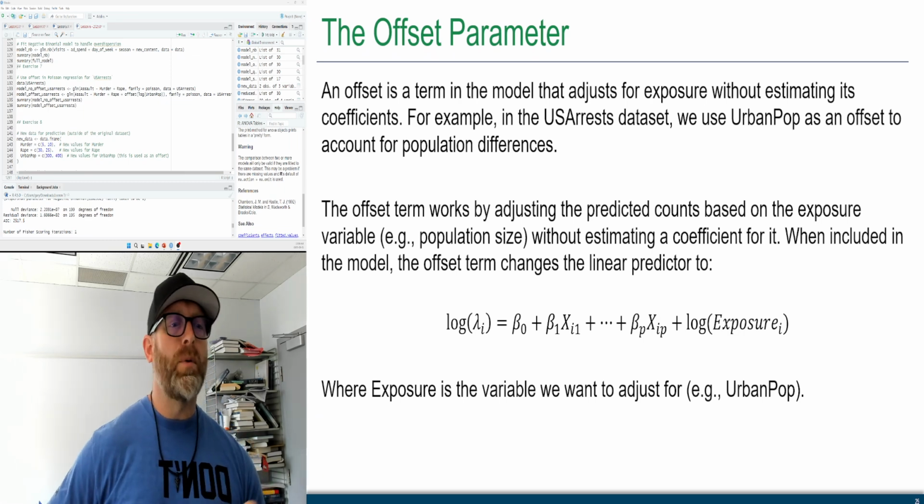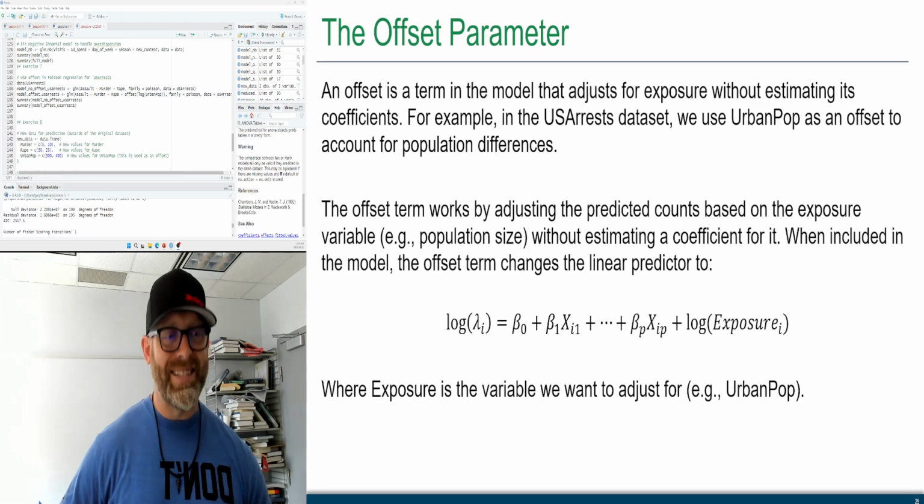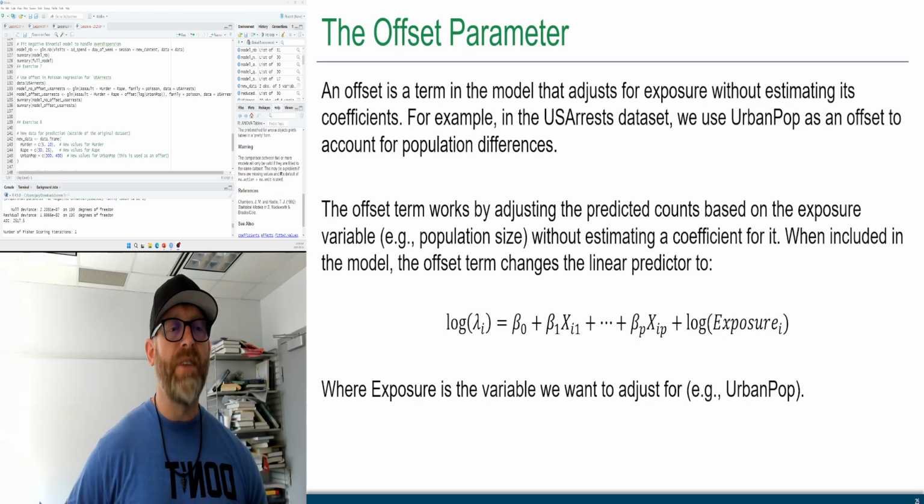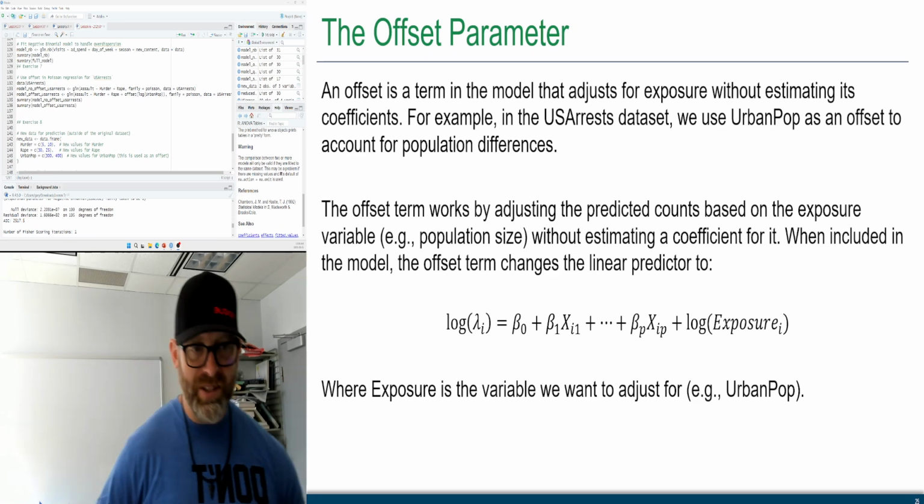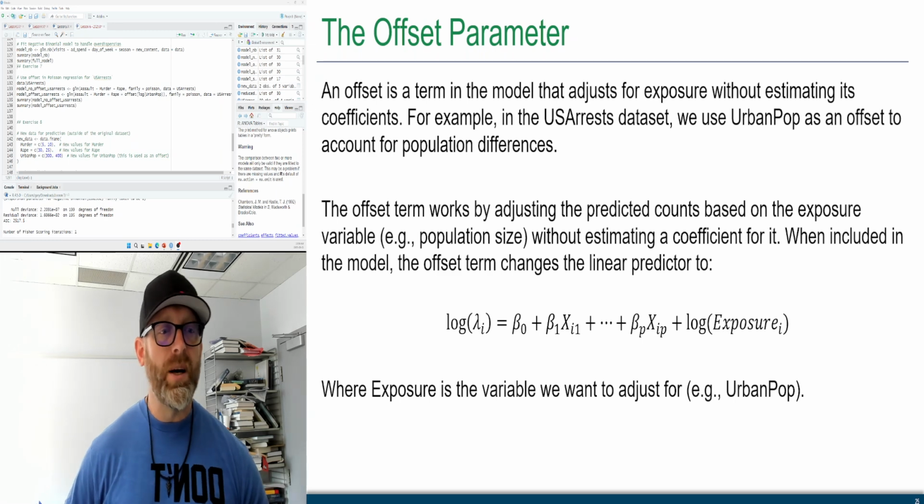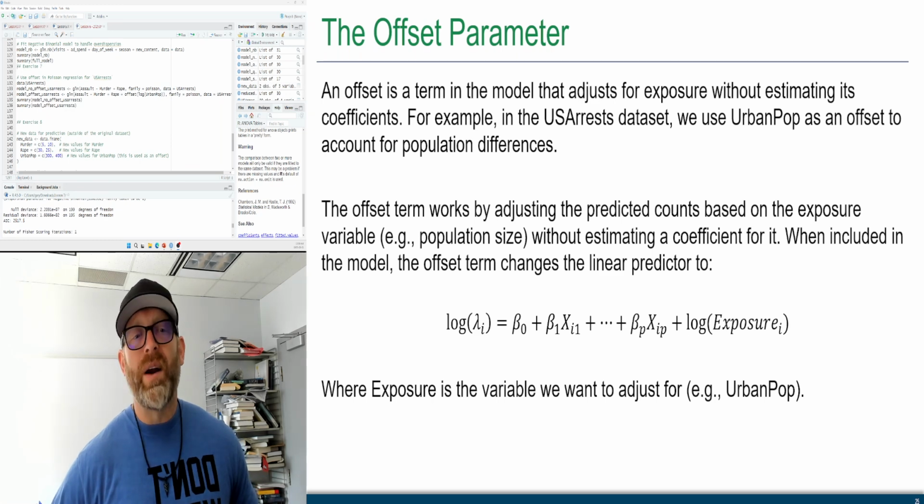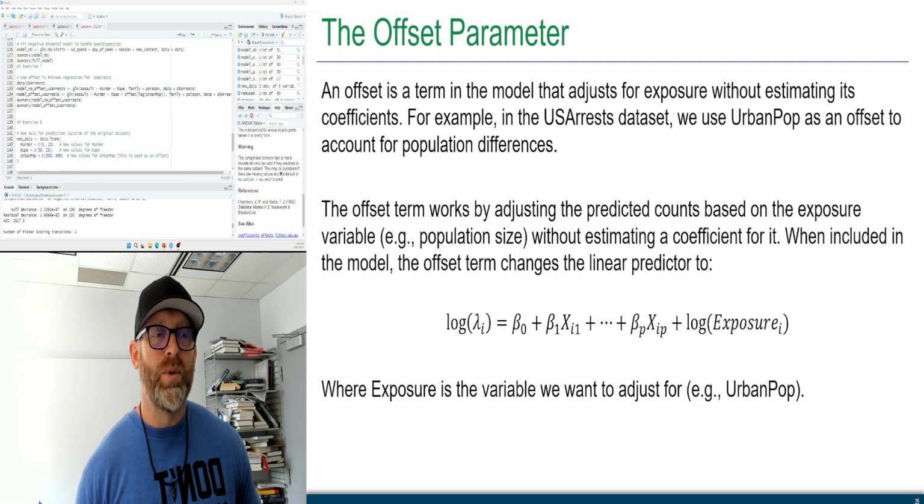All right. So for example, we're going to use the US arrest data set. We're going to use urban pop as the offset to account for population differences. Again, the offset term works by adjusting the predicted count based on the exposure variable, which in this case is going to be population size. If we're comparing the number of times something happens, we want to take population size into account, again without estimating a coefficient for it.